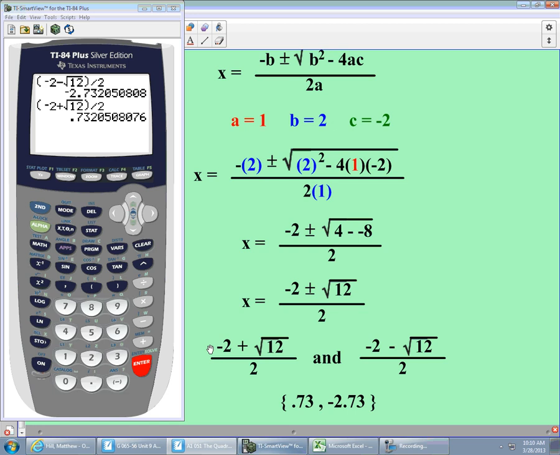Actually, I should have written those in reverse order. Usually write the smaller one first and then the larger one. But those are the two values. And I use the curly braces. Remember, we use the curly braces. That means that our answer is that we have, in this case, more than one answer.